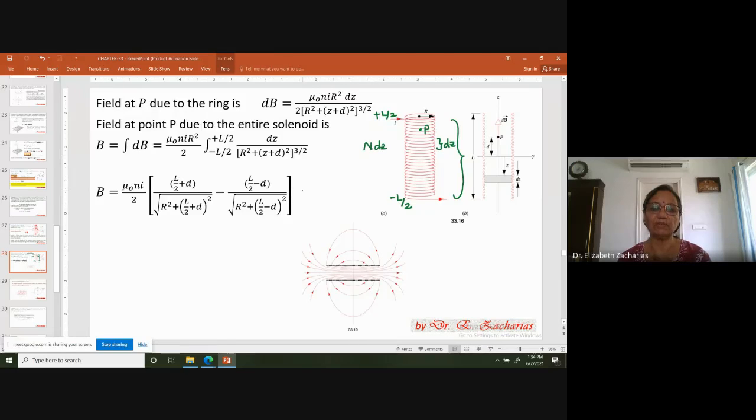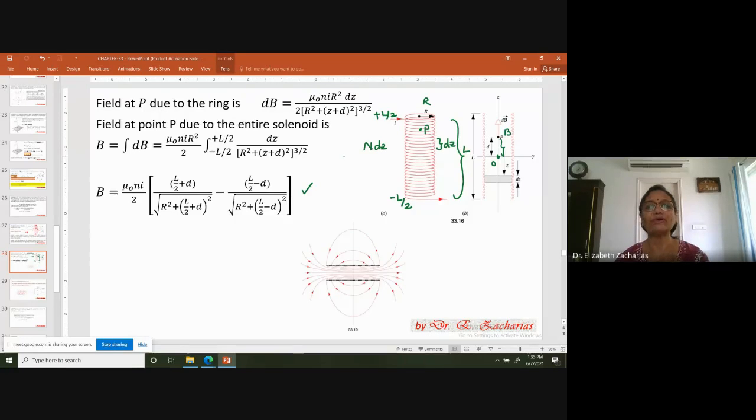So you will get the result for the magnetic field as mu naught n I by 2 times (L/2 plus D) divided by the square root of R squared plus (L/2 plus D) whole squared, minus a similar expression. L is the total length of the solenoid. R is the radius of the solenoid. Small n is the number of turns per unit length. And what else is there? D is the distance from the center of the solenoid. At a distance D, you're finding out what is the magnetic field. So therefore the D also comes. Don't worry, the expression looks a little complicated, but don't bother.